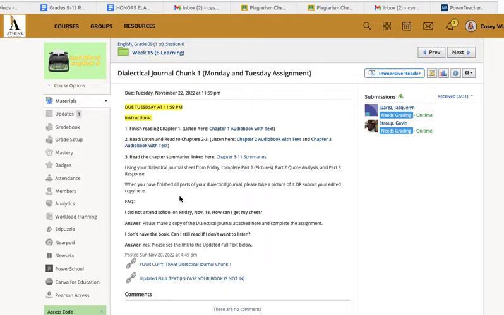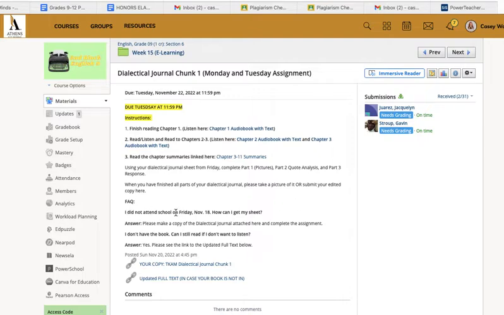Okay, once you're done with your reading, you need to go to your dialectical journal. Ideally, everybody brought their dialectical journal home on Friday. This was that sheet you collected from the countertop with a lot of boxes on it. You need to complete part 1, which is pictures. Part 2, read the quote and answer the questions. And part 3, you just put your own response. Okay. When you've finished all the parts of the dialectical journal, please take a picture of it like we do for WGP, or submit your edited copy here.